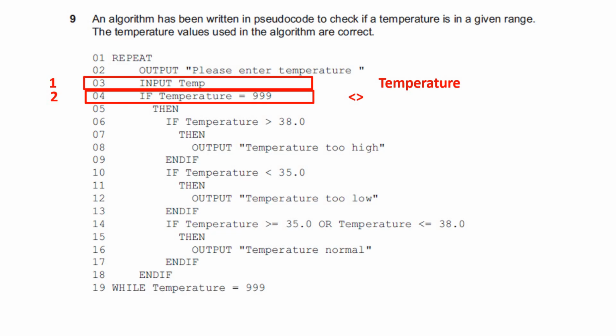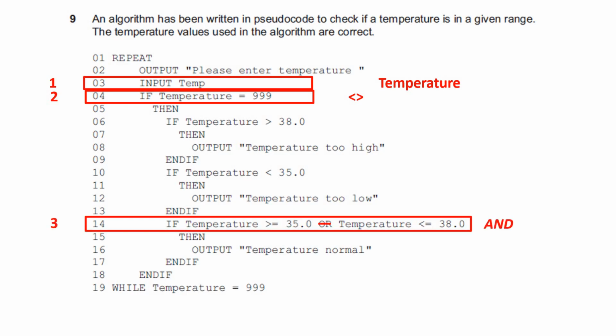The second one is if temperature equal to 999. It means it will work only when you enter this value 999. But I don't want it to work like that. I want to execute this algorithm. For the execution of this algorithm, it must satisfy the condition that sends execution inside the body of the algorithm.